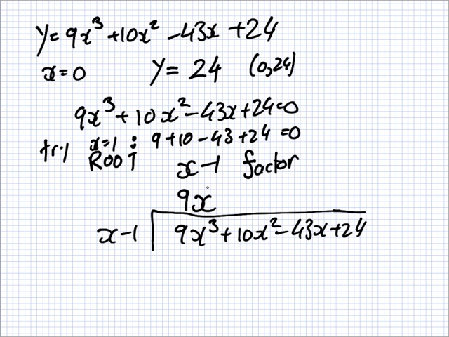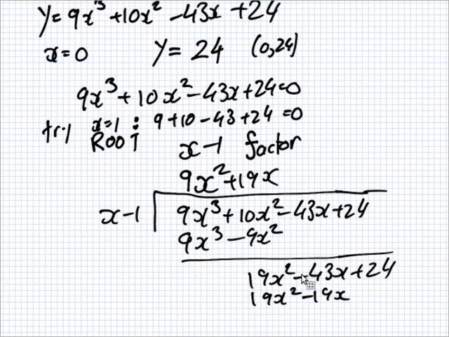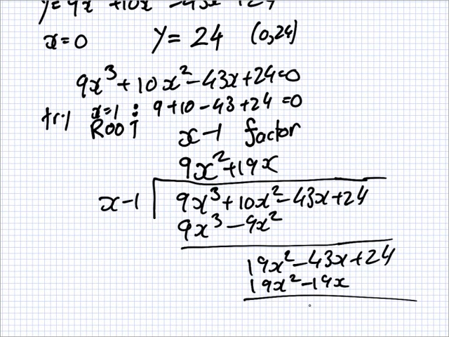So, what is it, Amna? The first one here, 9x squared. 9x squared, and then we multiply, and we get 9x cubed minus 9x squared. Right, when I subtract, what do I get? 19x squared minus 43x plus 24. What's next up the top here? 19x. So that's 19x squared minus 19x. And when I subtract again, I'm left with minus 24x plus 24. So what's the last number here? Minus 24.